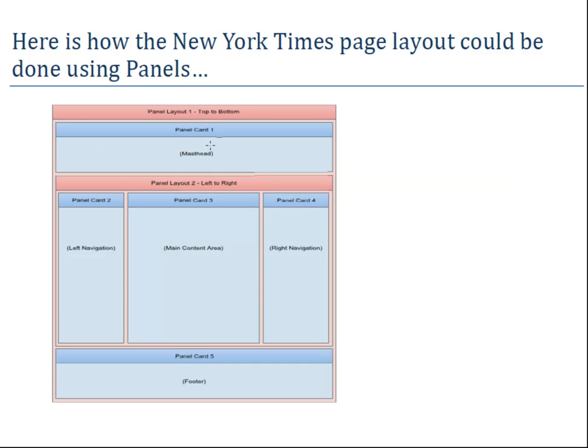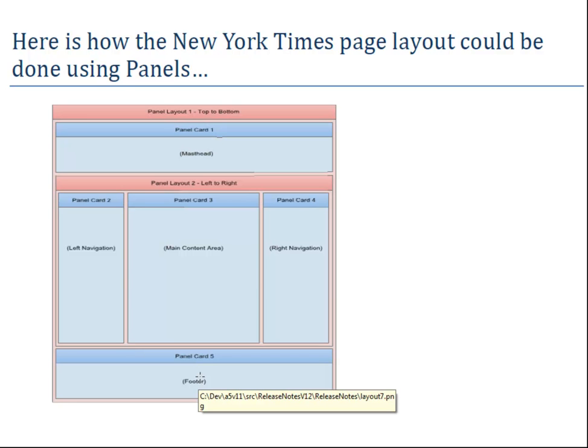So this panel card stretches the full width of the page. Then after the panel card we have another panel layout which has been flowed from left to right, and this panel layout contains 3 panel cards: a left hand side navigation section, a center main content section, and then the right navigation section. The width of each of these panels can be set to a fixed size so that they fill up the panel layout. And then after this panel layout, we have another panel card which represents the footer of the page, and this too is the full width of the page.